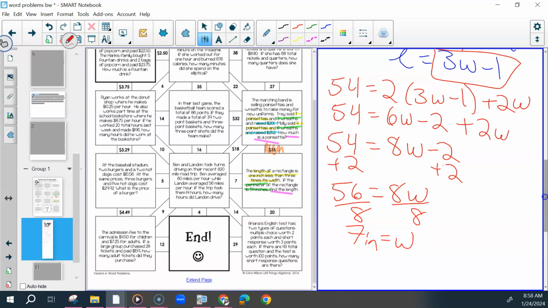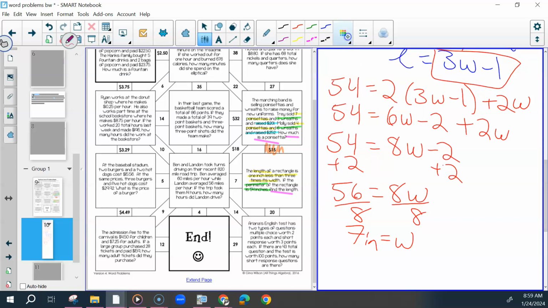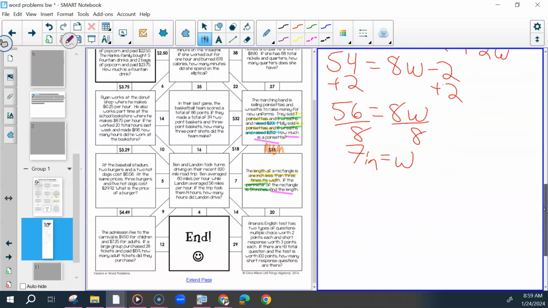So notice that 7 is an answer, but that's not our answer because we're looking for length. So it's going to be 20. So we already know the direction, but I still want you to do the work to find L. We're going to go back and put 7 into our equation to get 20 inches.